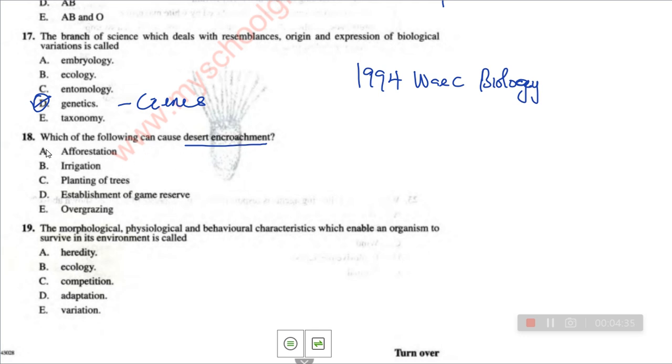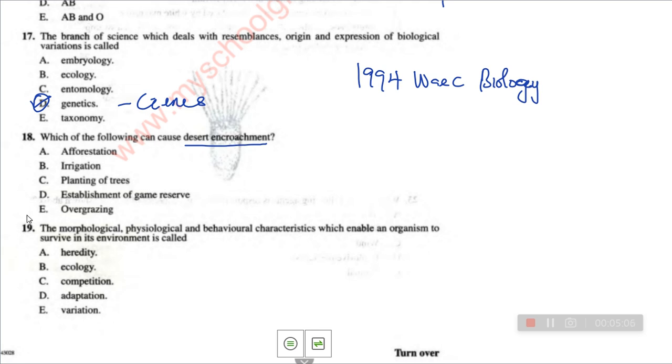Now option A says afforestation, that's planting of trees. That will help us to conserve soil water, so it cannot cause desert encroachment. Option B, irrigation, is the application of water to the soil. We have surface irrigation, drainage, all those things. So that cannot cause desert encroachment. Option C is planting of trees, just like afforestation, so that cannot cause desert encroachment. Establishment of a game reserve also cannot cause it.